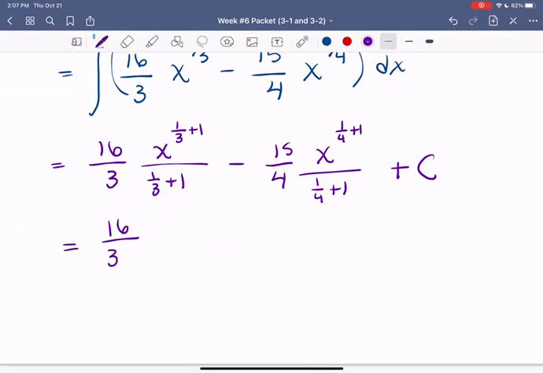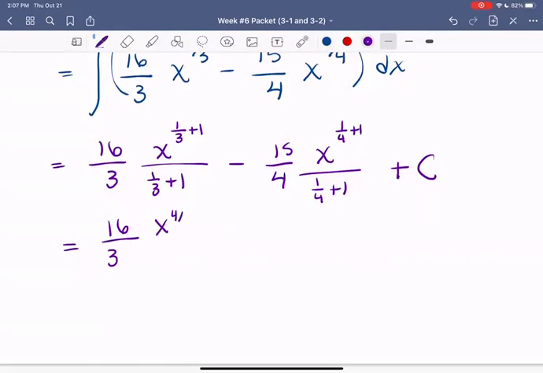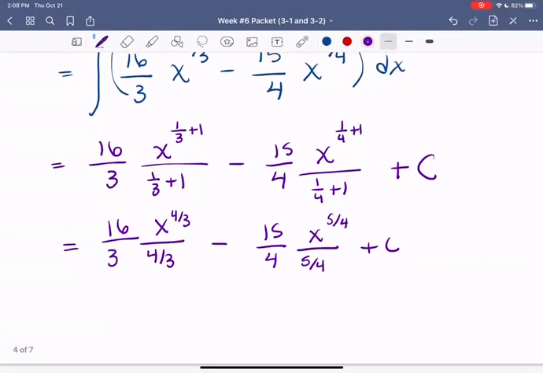So first we have 16 over 3, x to the 4/3 now, over 4/3, minus 15 over 4, x to the 5/4, over 5 over 4, plus c. So now I can further cancel.